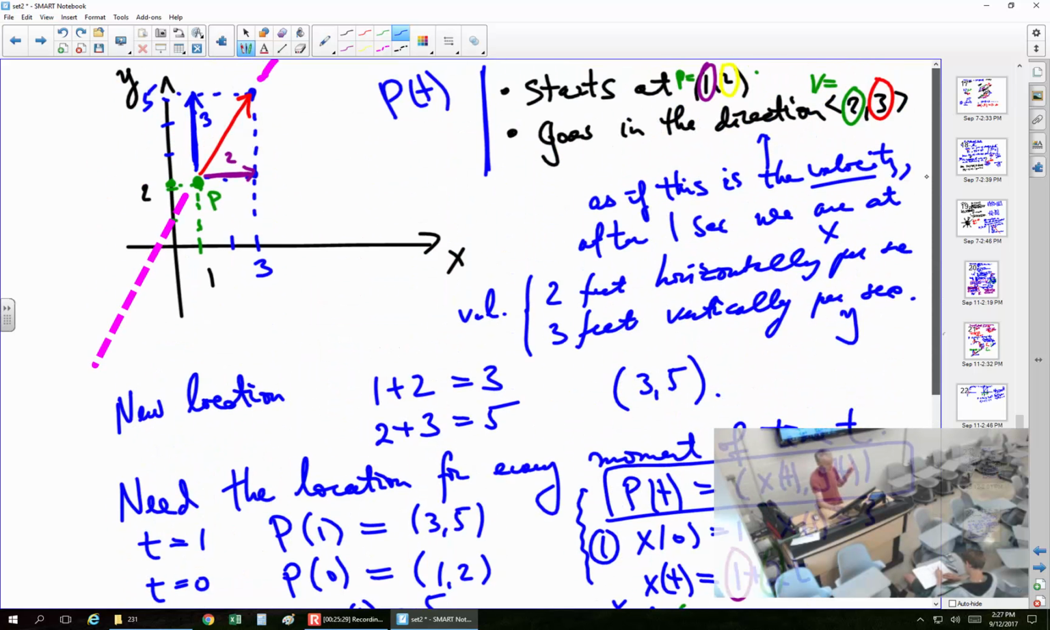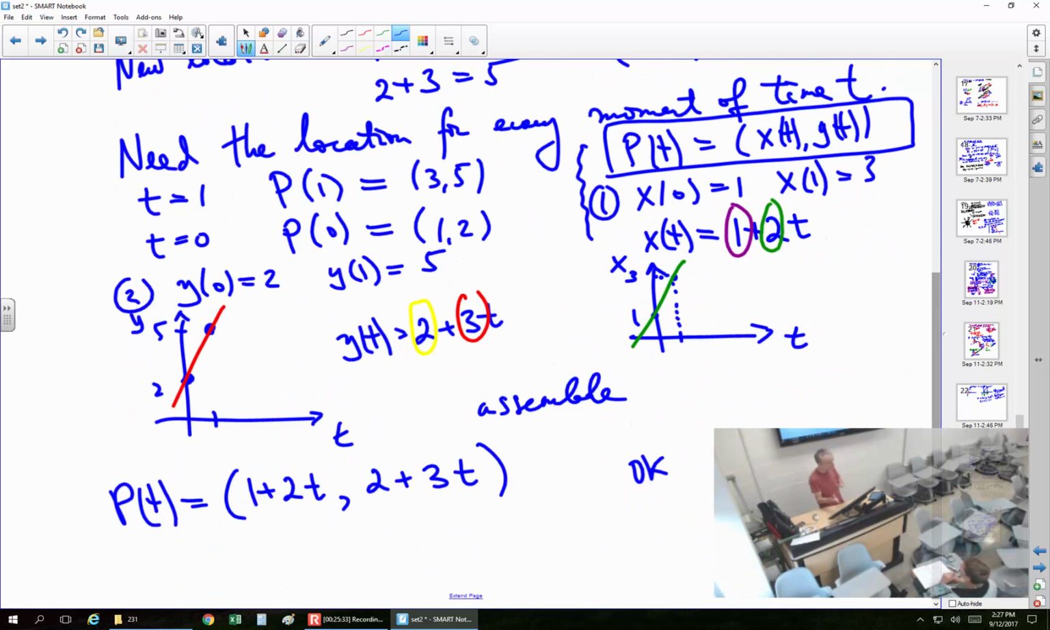As they were, 1 and 2 were paired up, and 2 and 3 were paired up, and here they are split between x and y. These are the x's. This is y. So what do I do to pair them up? I split it using vector algebra. Here's what I do: 1, 2 plus 2, 3 times t. So location 1, 2, I add vector 2, 3, t times.